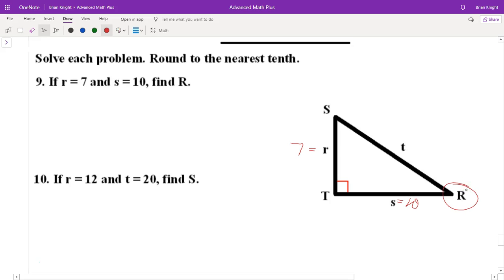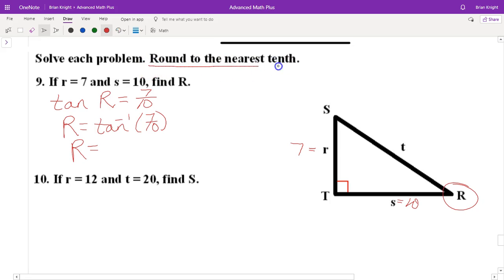So we do exactly like we've done before. This is the angle. What two sides did they give me? Opposite and adjacent. Opposite and adjacent is what trig ratio? Tangent. So I want to take the tangent of R equals opposite over adjacent, 7 over 10. And now how do you get rid of the tan? The inverse. R will be the inverse tan of 7 over 10.